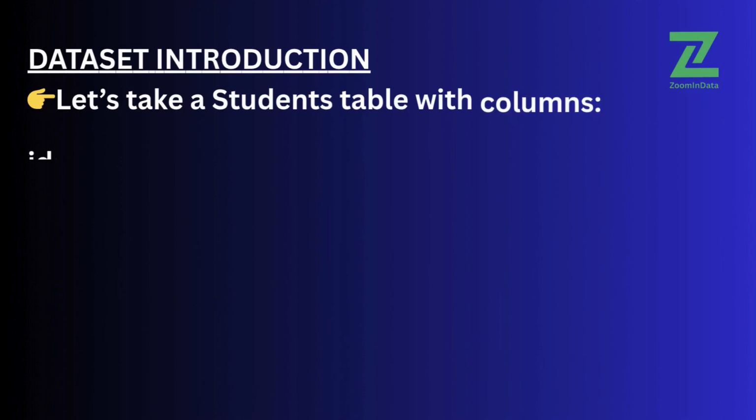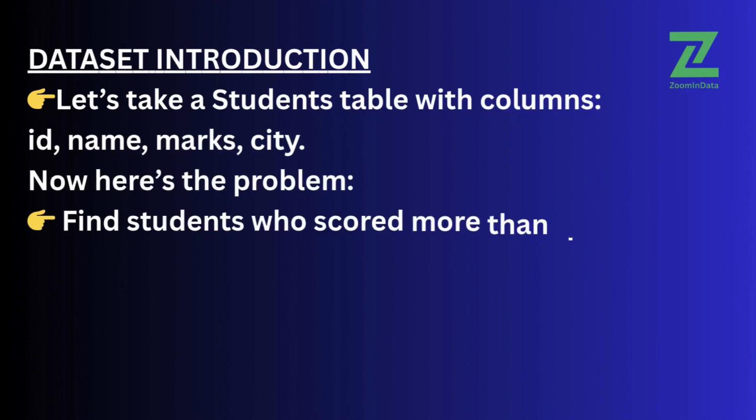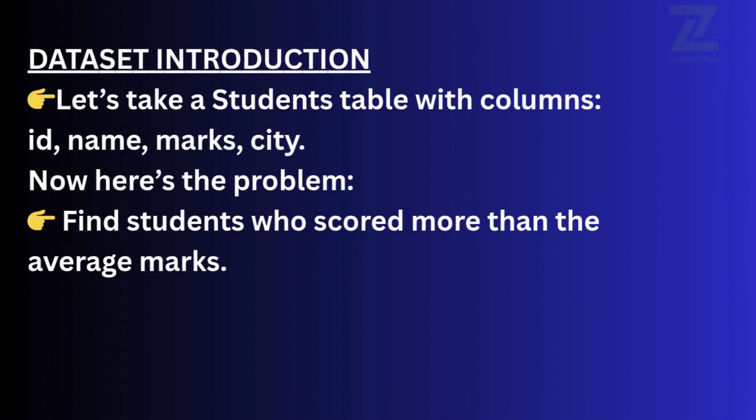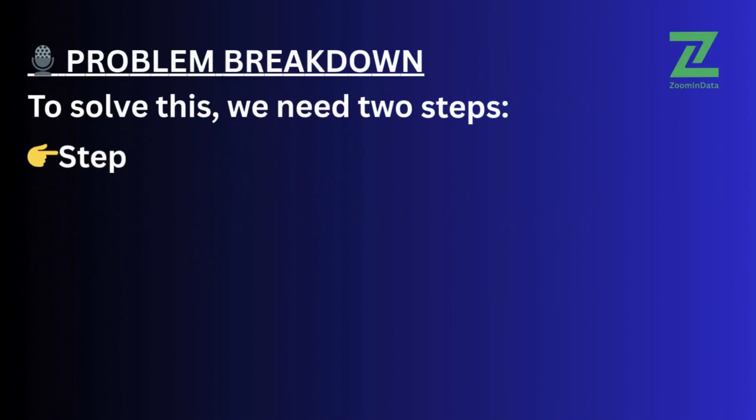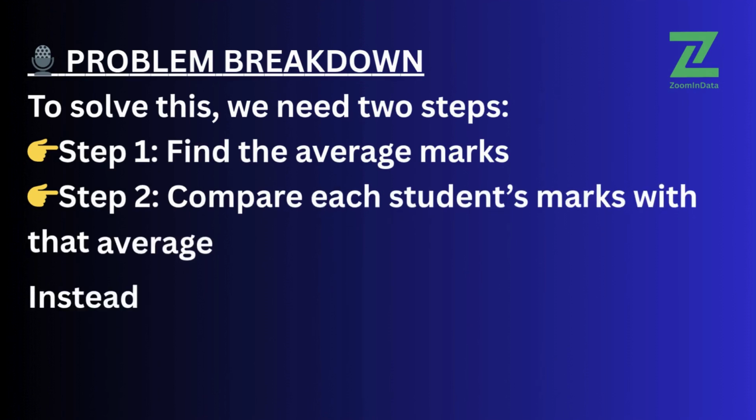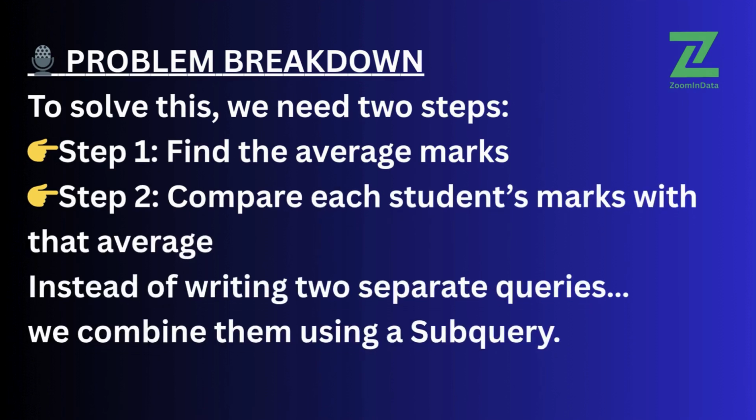Let's take a students table with columns: ID, name, marks, city. Now here's the problem: find students who scored more than the average marks. To solve this, we need two steps. Step 1. Find the average marks. Step 2. Compare each student's marks with that average.